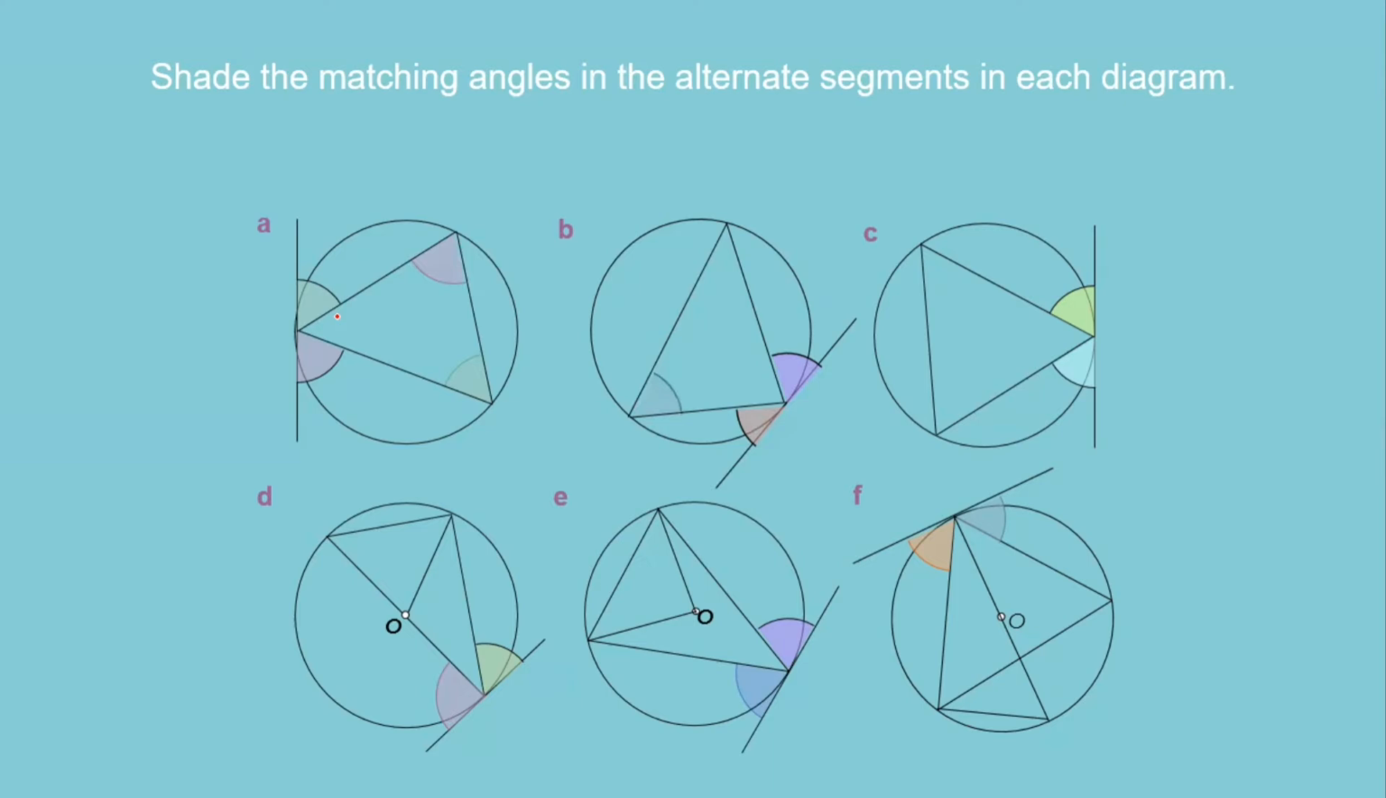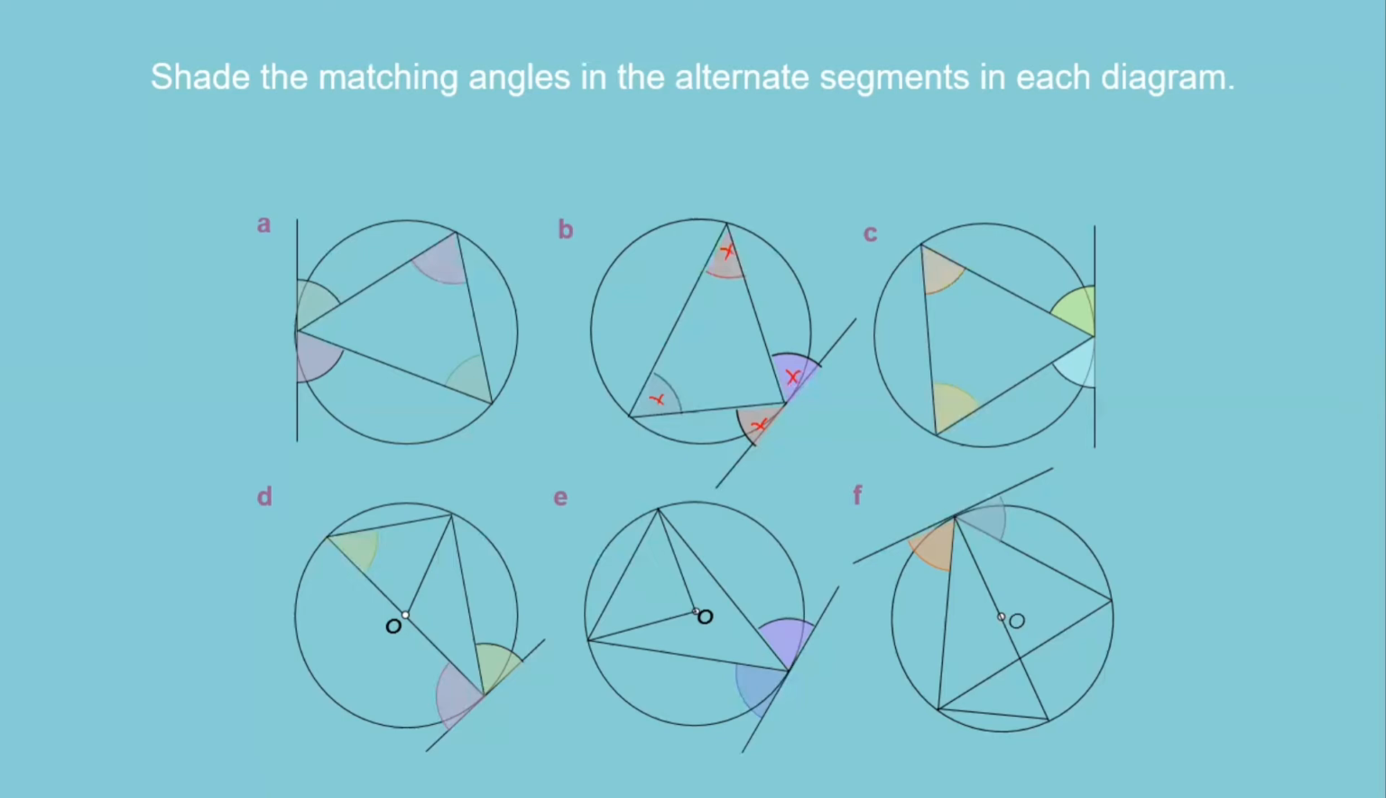For diagram B, this one is the angle in the alternate segment along with this angle. So you can say that this angle and this angle are equal. In the same way, these two will be equal. Let us shade that also. We can say the angles in the alternate segment are equal. In figure C also. I hope the concept of the alternate segment will be clear with this.